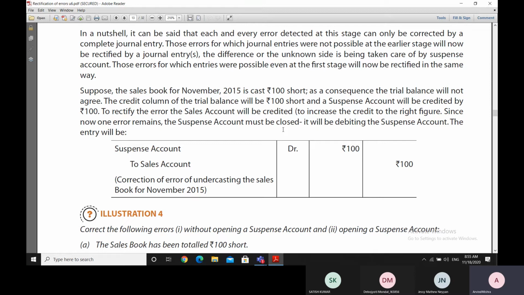And this entry is a correction of the error of undercasting the sales book for November 2015. And before this, the suspense account entry has already been made. So basically, this is the correction entry for the suspense account entry.